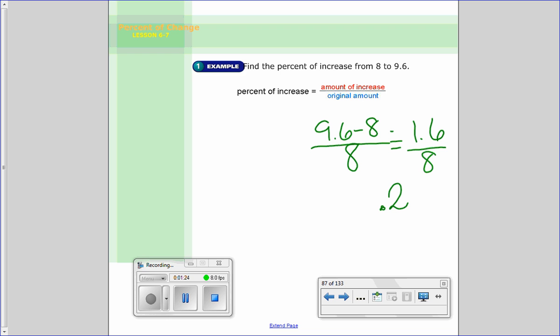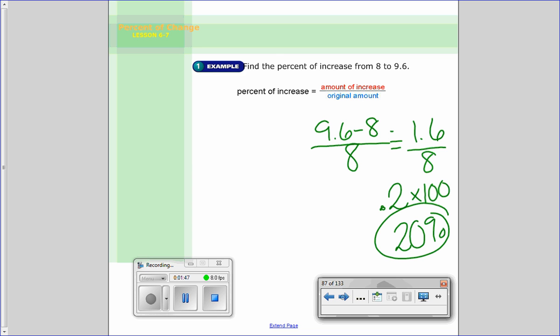But again, this is not a percentage, so we need to multiply that by 100 to get it as a percent, and that turns into 20%. So when we talk about an increase from 8 to 9.6, we're talking about a 20% increase. All right, let's try our next one.